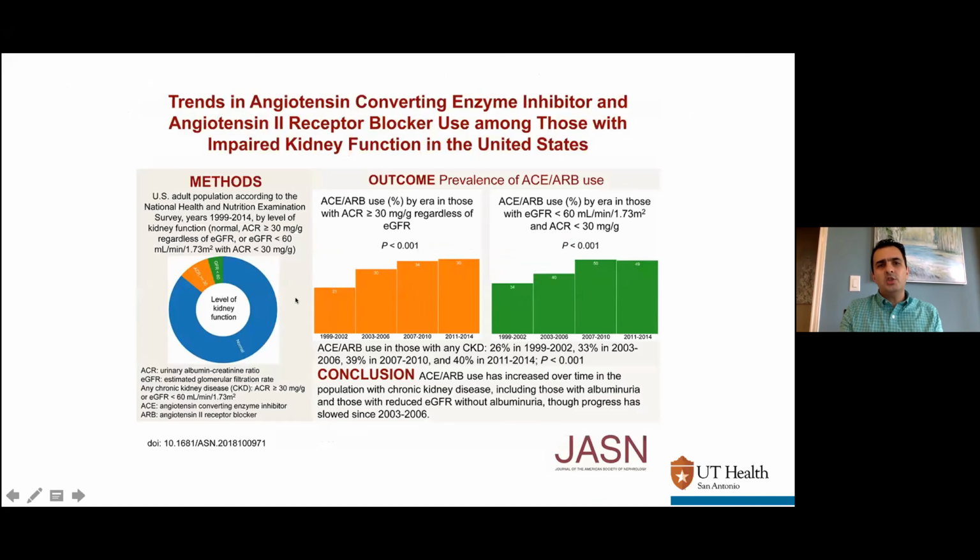So what's the trend in angiotensin converting enzyme inhibitors and ARBs use in these patients with impaired kidney function? If you look from the 90s to the last 2010 or so, there has been a steady increase, but we really plateaued since then in terms of the use of ACE and ARB in these patients.